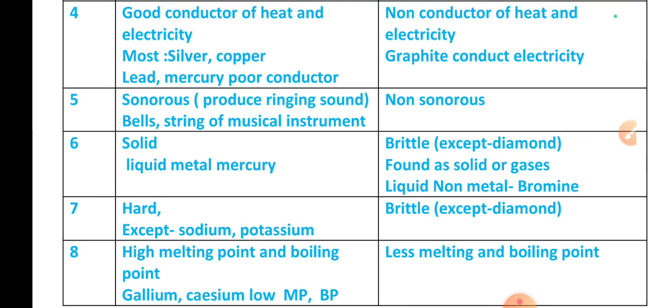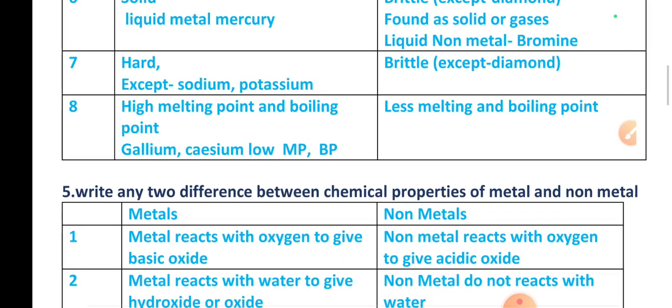Non-metals are brittle except diamond. They are found as a solid, gaseous or liquid form. And what is the liquid non-metal? The liquid non-metal is bromine.